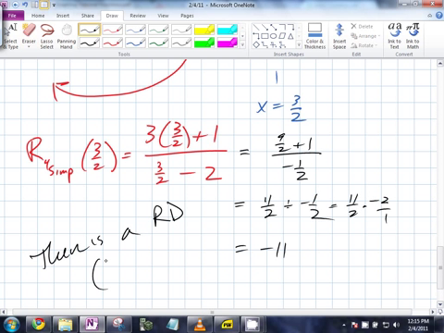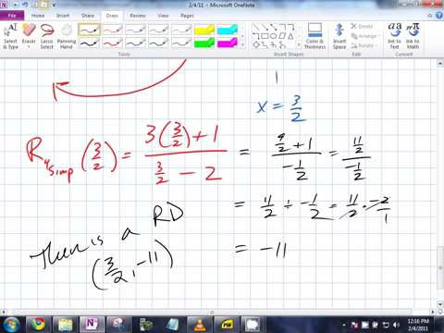Is the function defined there? No, that cancels. It's negative 11, isn't it? That's 11 over 2 over negative a half. Dividing by a half, you flip it over, right? We're good? Okay, so that's where the removable discontinuity occurs. Is there an asymptote there? Can you have an asymptote where a removable discontinuity is? No, you either have a vertical asymptote or a removable discontinuity, or the function's fine.